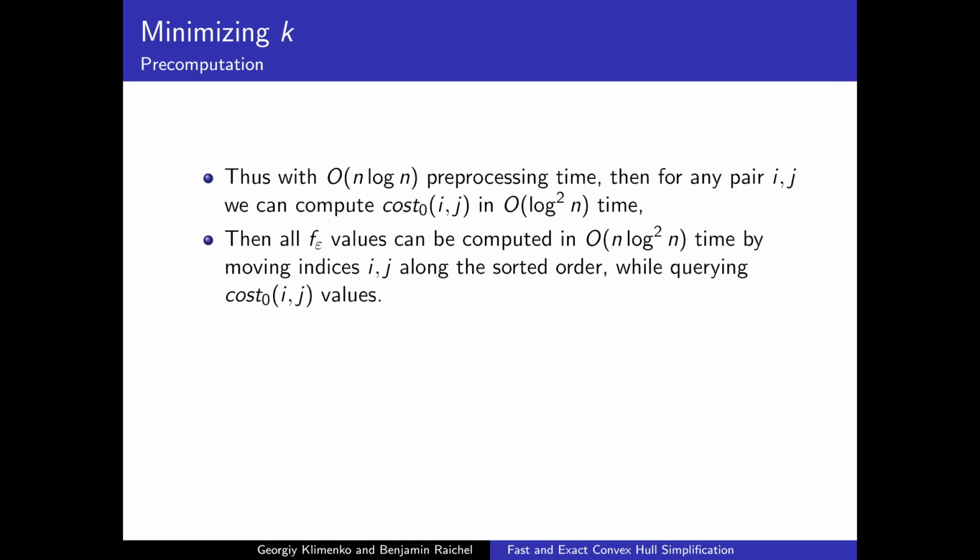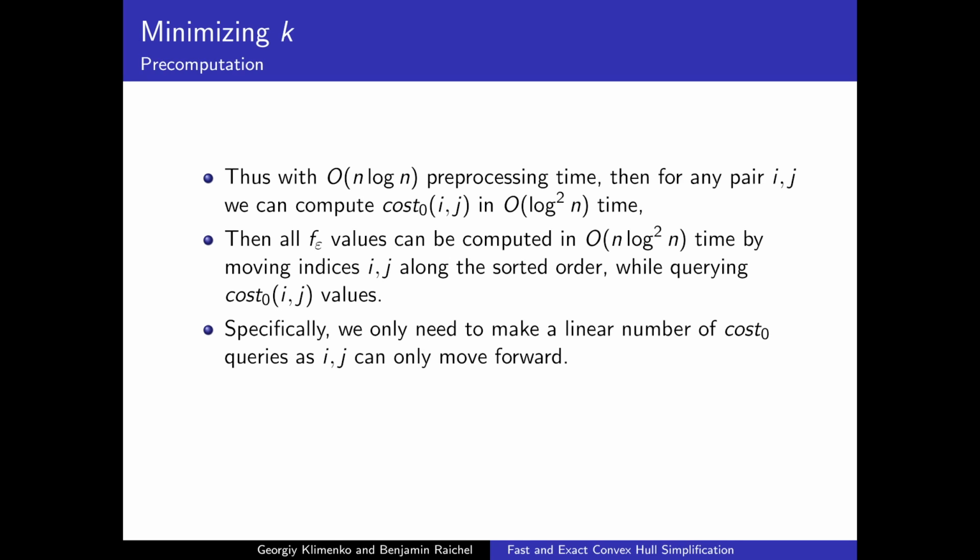So to achieve this, we can use two iterators i and j, which follow the clockwise ordering of points, where i corresponds to the index of the vertex for which we compute the friend value, and j moves until cost 0 finds j exceeds f epsilon. This shows that j does not need to go counterclockwise, even when we increase i. In other words, after we find the friend value of i, we do not need to start searching from i plus 1 again for the friend value of i plus 1.